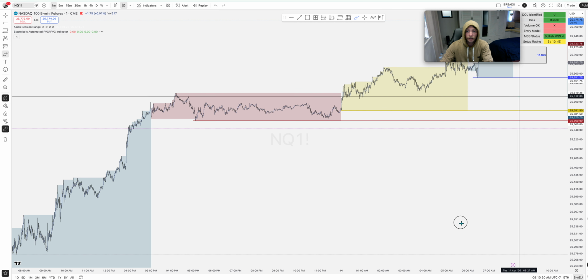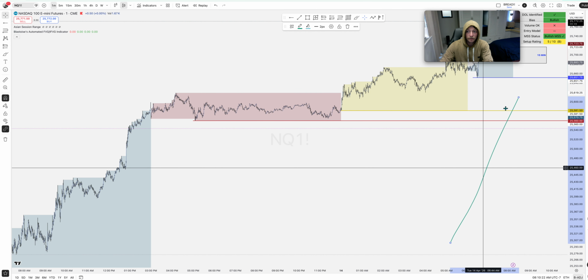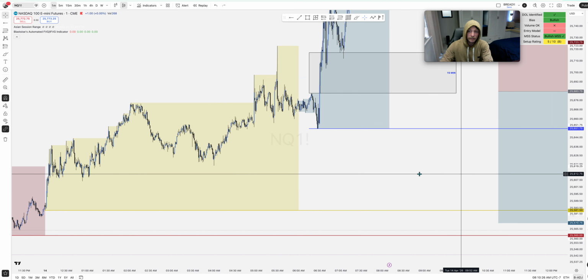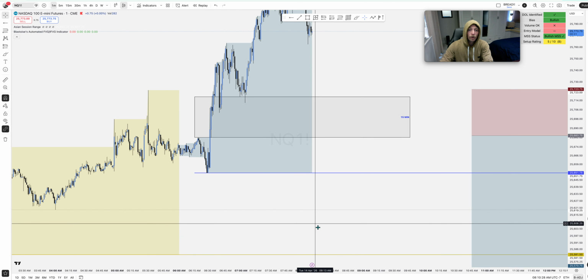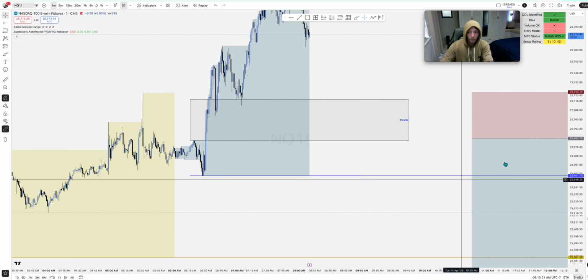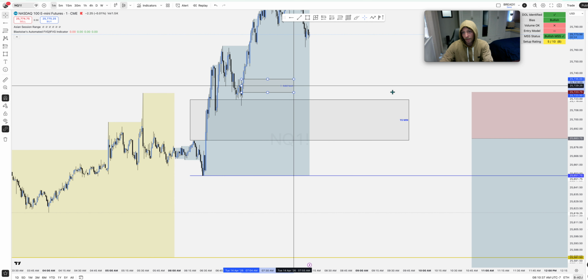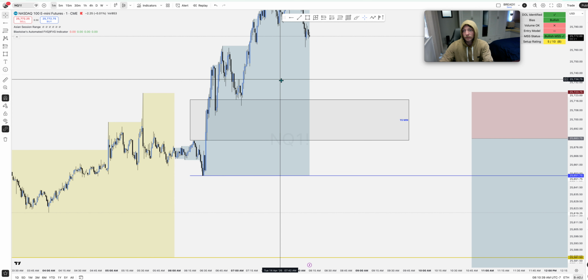I will also go to a lower time frame and try to identify any gaps that price might want to seek out on the way back up. But for me, this looks like a good spot. There is this 1 minute gap, but these gaps could also just get taken out on the way down, which means it's invalid.